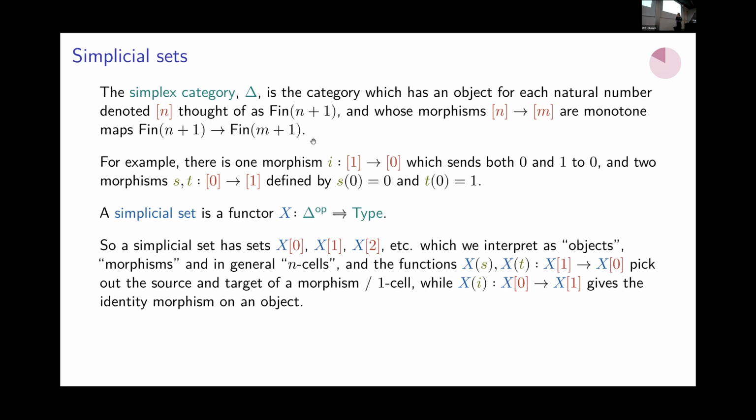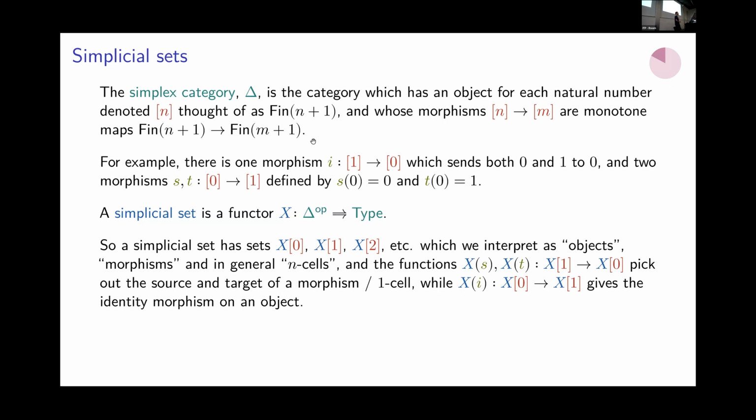So a simplicial set is just a functor from the opposite of this category to type. That is to say, it's a presheaf on the simplex category. So that is to say that it has a bunch of sets. If you take the functor X and you apply it to 0, you get a set. If you apply it to 1, you get another set.